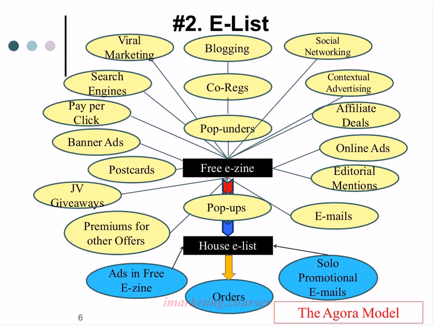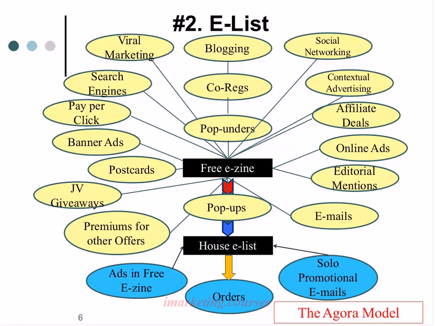And those are the two basic ways that you make sales to your house list. And that is what we call the Agora model. If all this is a little complicated, again, relax. Next week, when we talk about list building, we will revisit this and look at it in more detail.